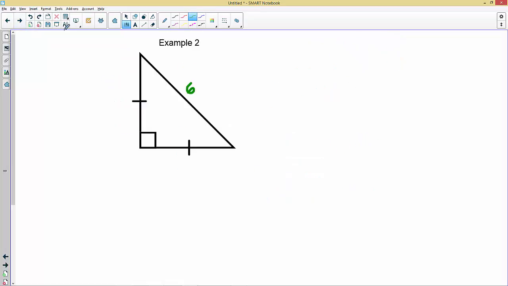Okay. Let's go to the 45, 45, 90 rule. Now, I'd like you to pause the video and try this one on your own, because you already did this in class, so just a quick warm-up. You probably know how to do it pretty well. So pause the video, and then I'll solve the problem.